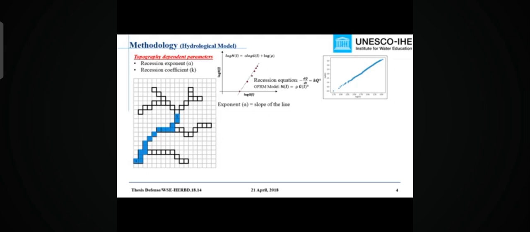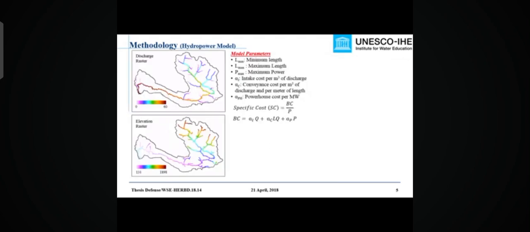Now, once we have these 3 parameters, alpha, lambda, and exponent a, the last parameter can be calculated as a function of these 3 multiplied by a certain constant. Next is the hydropower model, and the inputs to this model are the discharge raster and DEM. The discharge raster consists of the design discharge at every pixel along the river. In addition to this, it also requires a few other parameters related to project length, capacity, and cost.